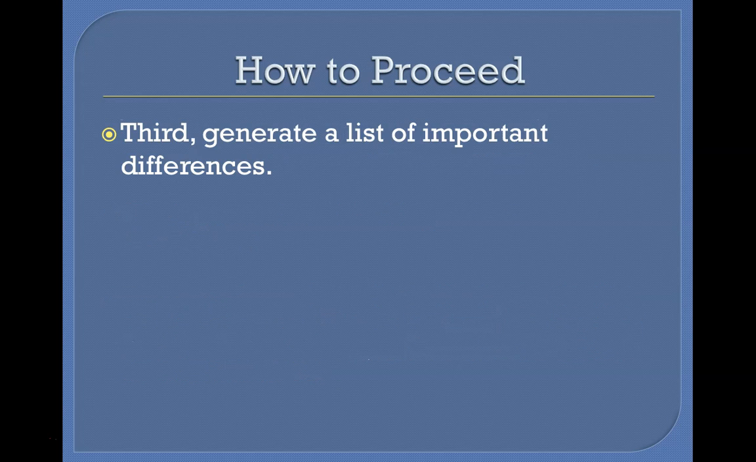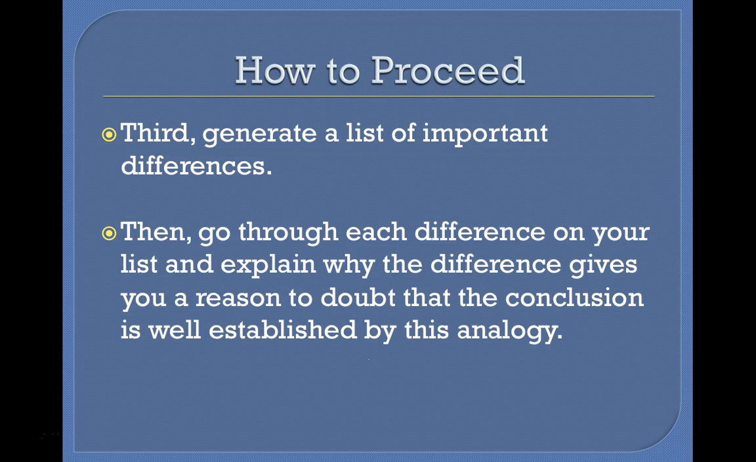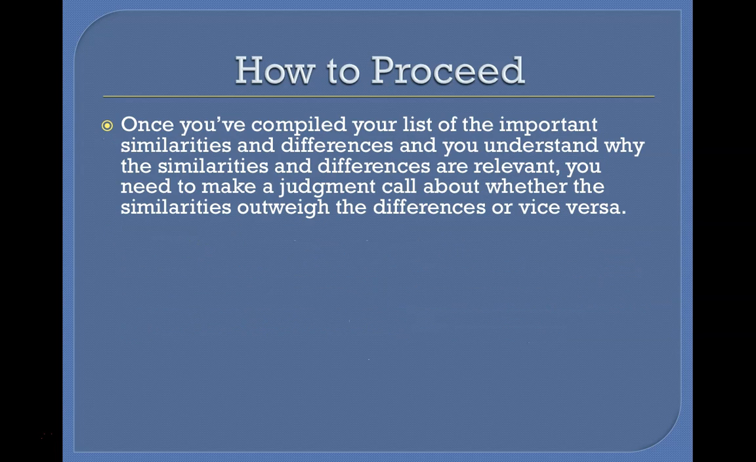Third, generate a list of important differences. And then, go through each of the differences on your list and explain why the difference gives you a reason to doubt that the conclusion is well established by this analogy. Once you have compiled your list of the important similarities and differences, and you understand why these similarities and differences are relevant, you need to make a judgment call about whether the similarities outweigh the differences, or vice versa.